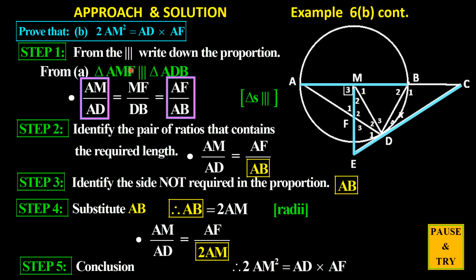Whenever you have similar triangles, you can get the proportion directly from that. Okay? And out of the proportion, you now just see which pair is actually needed. Go to the question and see what's there. Once you have identified your pair, you can see which part of the proportion needs to be replaced, because we want an AM and we want an A, but we don't want an AB. So AB needs to be replaced, and then we go to the diagram and see what we can replace AB with. And that's how we proceed with this type of question.